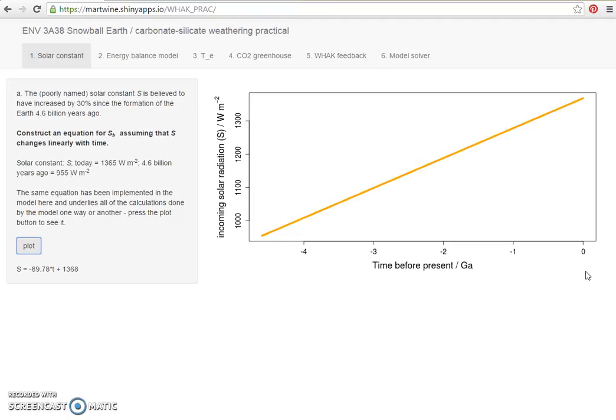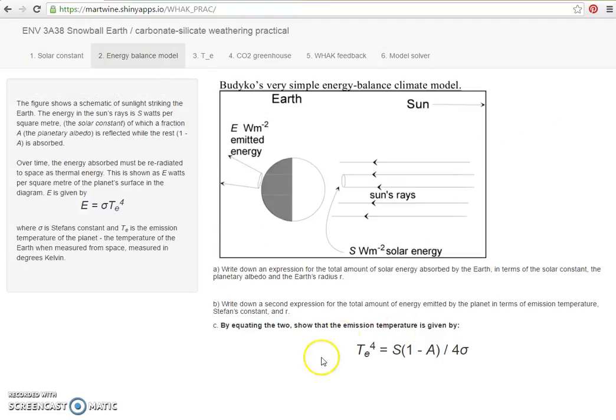If you think back to when we ran this model in the practical, one of the sliders, which we'll see again later as I run through it, controls the time, because the time controls the solar incoming radiation and therefore changes the state of the system. So that's question 1. Question 2 is concerned with deriving the energy balance equation.